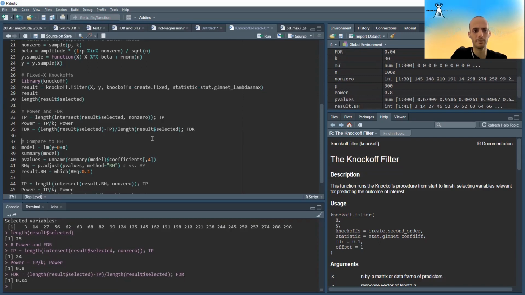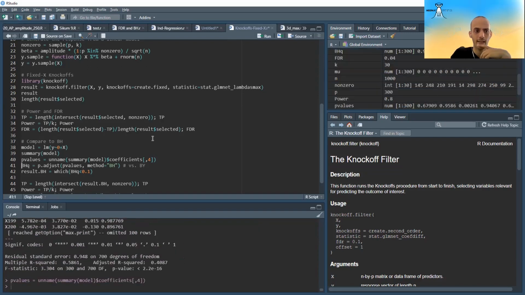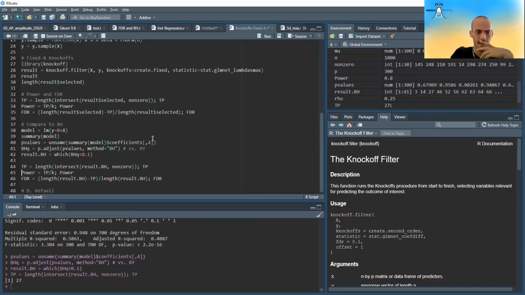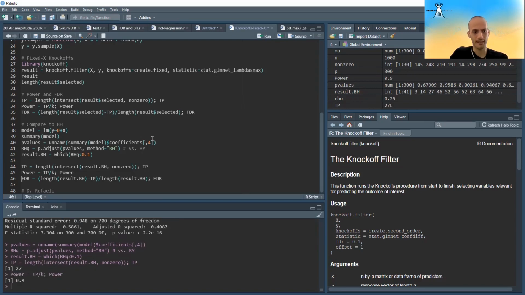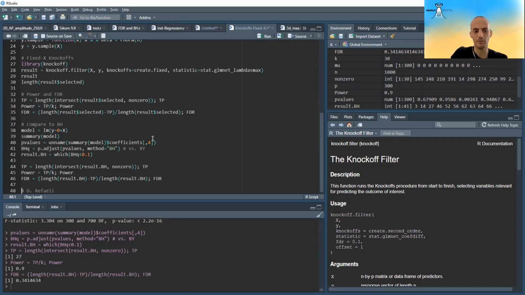Okay, and now if we do the Benjamini-Hochberg, we get that 27 null hypotheses are rejected. So 27 X's are important. The power is 0.9, so even stronger power. Remember that before we had 0.8, but the FDR is 0.341. So much, much worse than the 0.1 that we wanted. And this is because we use the Benjamini-Hochberg.